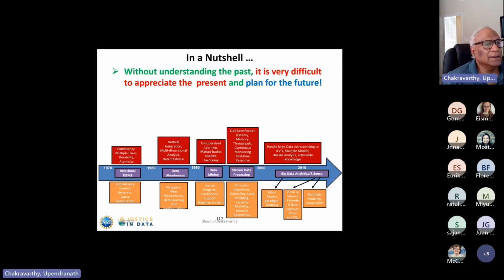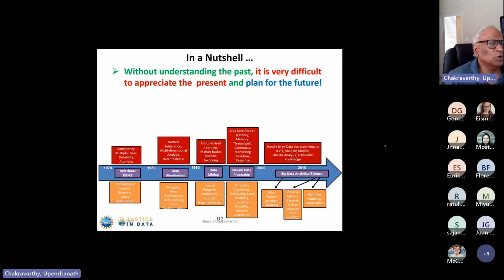The other thing I should mention is, the whole point, I feel, is that without understanding the past to some extent, if not in detail, it's very difficult to appreciate the present and plan for the future. So what I have tried to do as part of this exercise is to give you a kind of roadmap of how things happened in a short way, and why we are here, what contributed to where we are today.